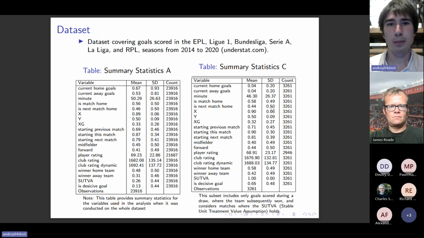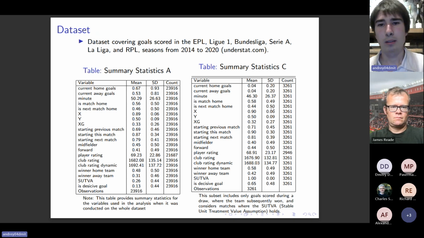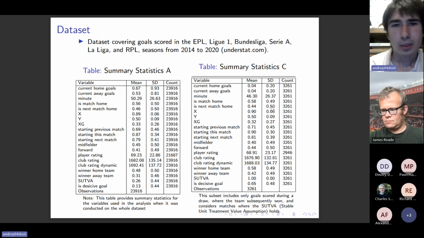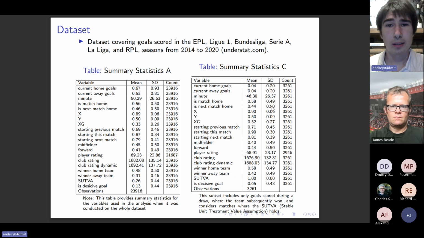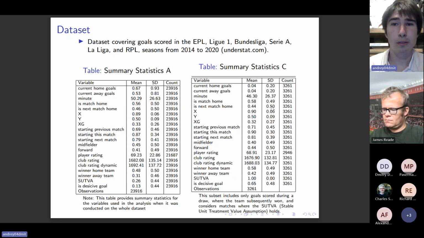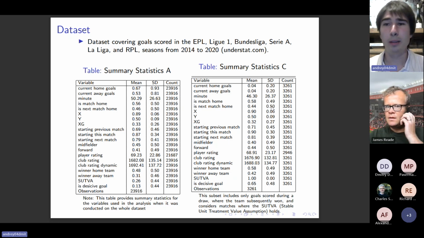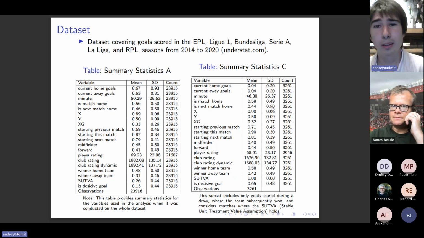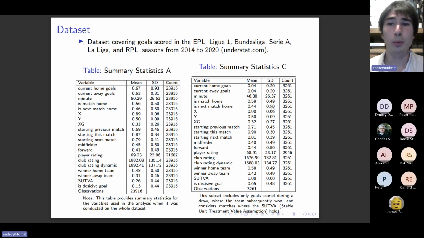Now let's move on to our data set. Actually, to understand how the study is organized. So our dataset covers goals scored in the English Premier League, Ligue 1, Bundesliga, Serie A, La Liga, and Russian Premier League. This is from 2014 to 2020, sourced from understat.com.